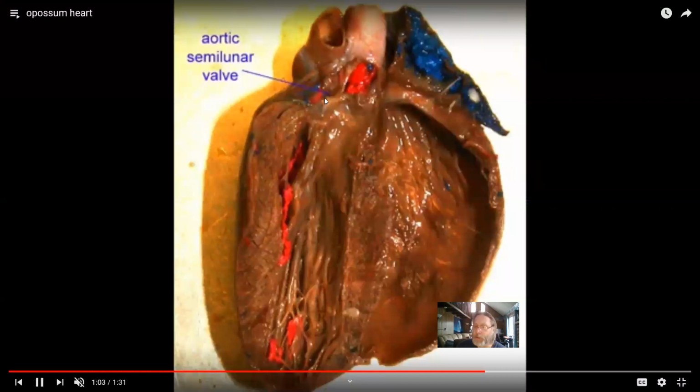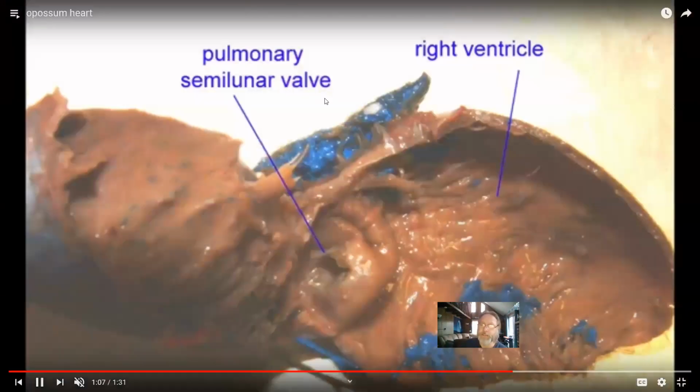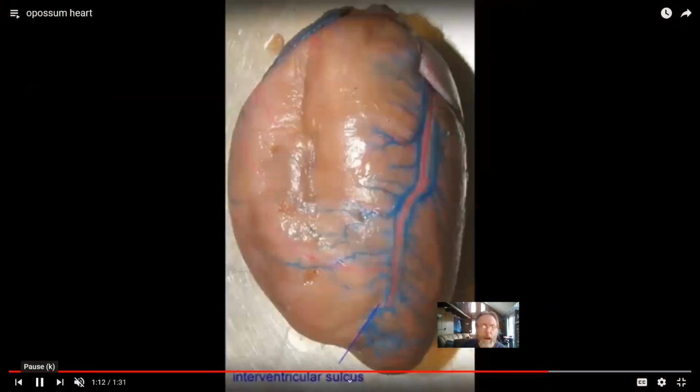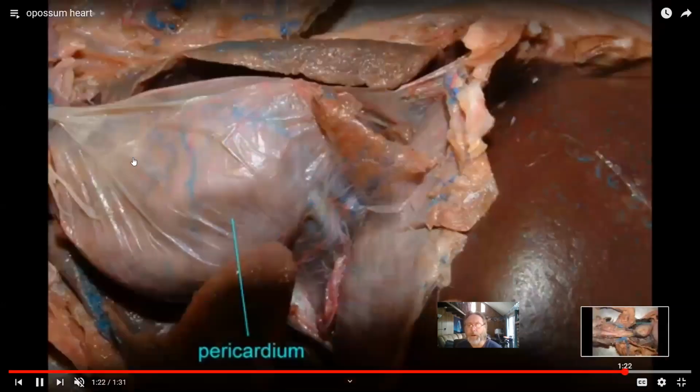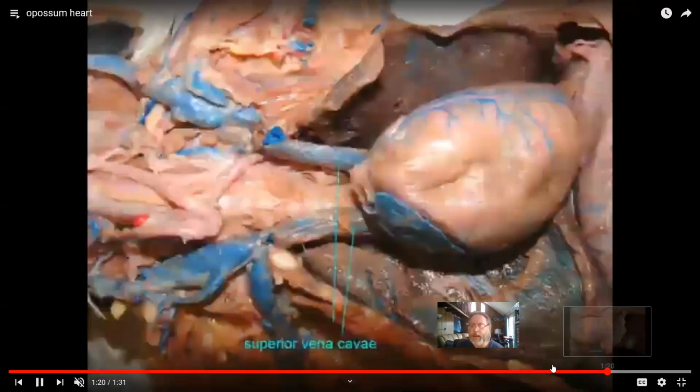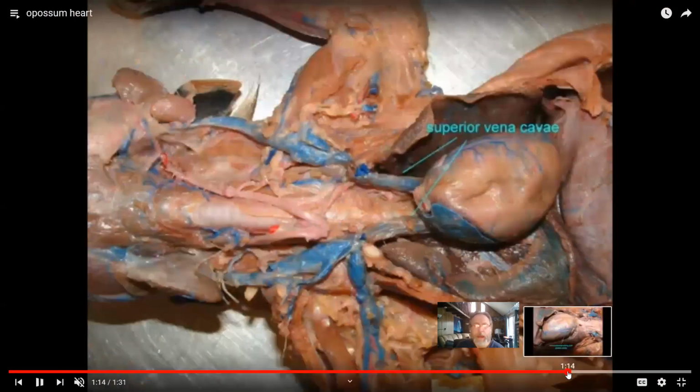There are semilunar valves separating the ventricles from the vessels. There are atrioventricular valves separating the atria from the ventricles. The ventricles are split, and you can see even on the surface of the heart, there's a shallow groove, an interventricular sulcus, where some of the coronary blood vessels run. There is a pericardium around the heart, so you can see that here in the opossum. And so these hearts are largely similar.